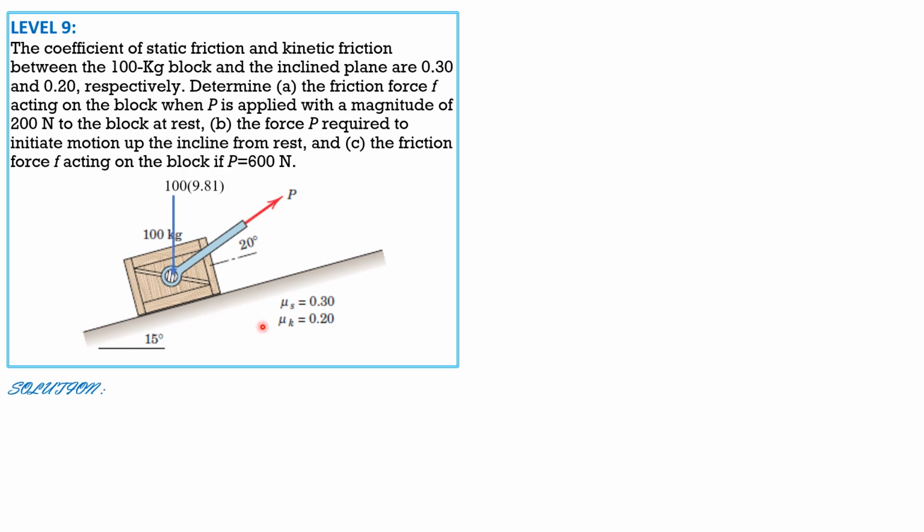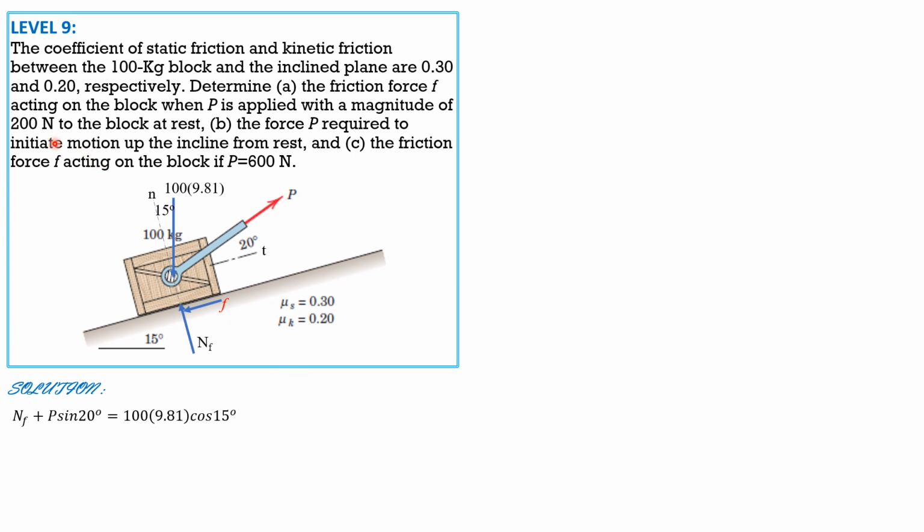The weight is 100 times 9.81, the normal force is denoted by NF, and for the friction force, let's anticipate that it is down to the left. So summation of forces normal, we have superimposed the normal and the tangential axes. Summation of forces normal equals 0. This angle is also 15 degrees because the inclination of the plane is 15 degrees. So normal force plus P sine of 20 degrees equals 100 times 9.81 cosine of 15.